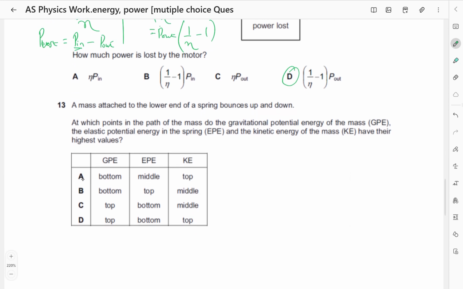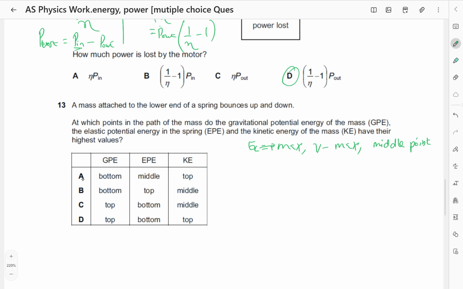That's just algebra. A mass attached to the lower end of a spring bounces up and down. At which points in the path of the mass do the gravitational potential energy of the mass, the elastic potential energy in the spring, and the kinetic energy of the mass have their highest values? To begin with, kinetic energy is maximum when V is maximum, and V is maximum at equilibrium position, that is at the midpoint of oscillations, at the middle point. So kinetic energy is maximum at the midpoint.